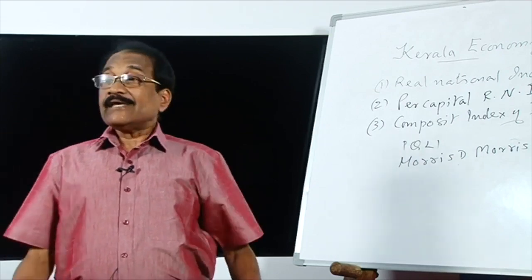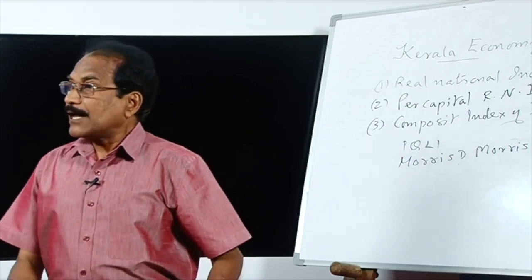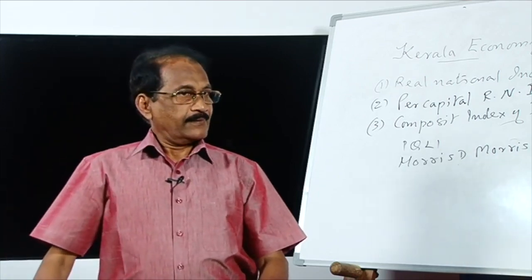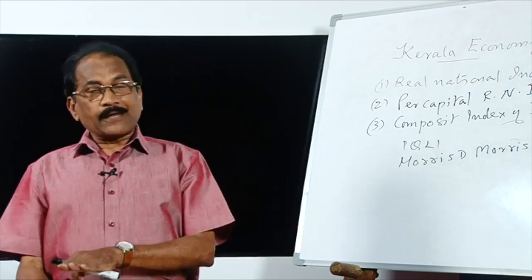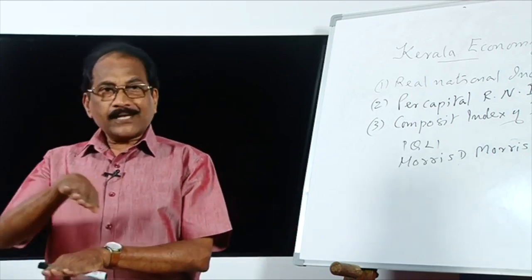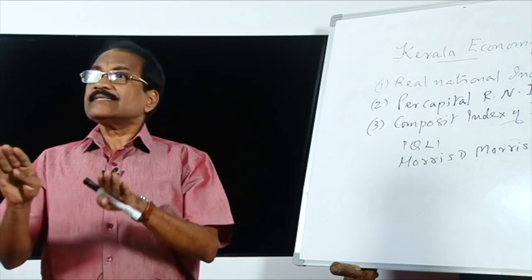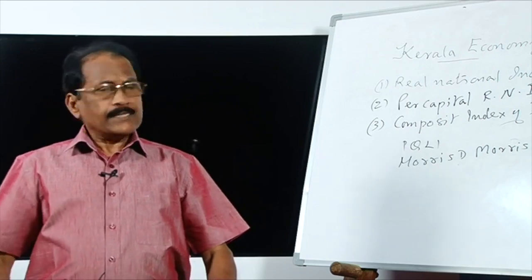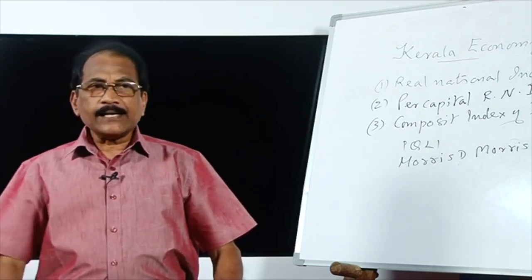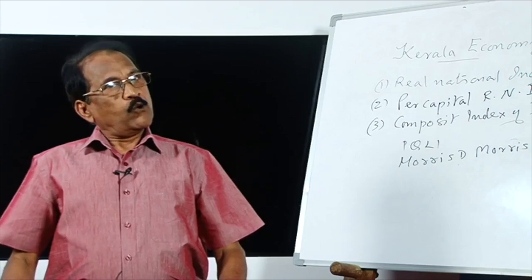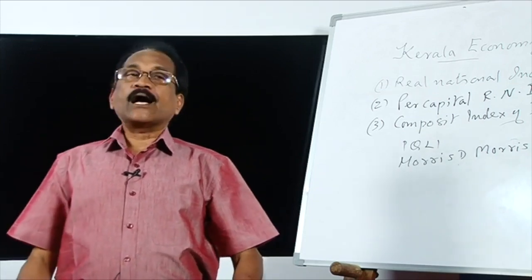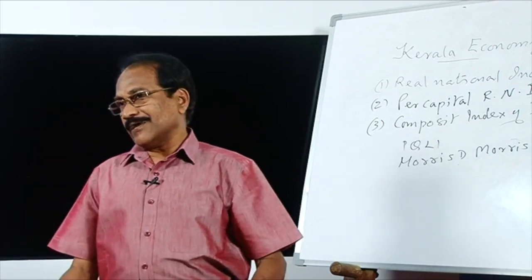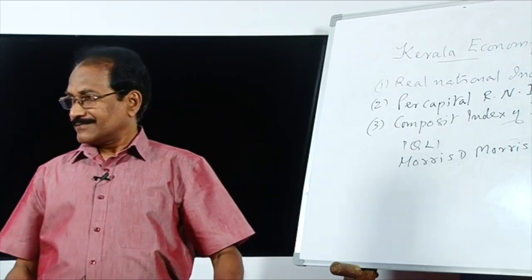That means, even with a lower per capita national income, a better living standard is possible, which is seen empirically in certain selected local area pockets. One such local area is our Kerala. Our Kerala is one such local area where a paradox exists.